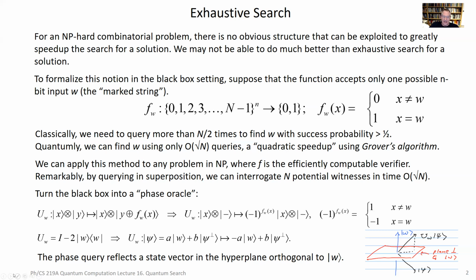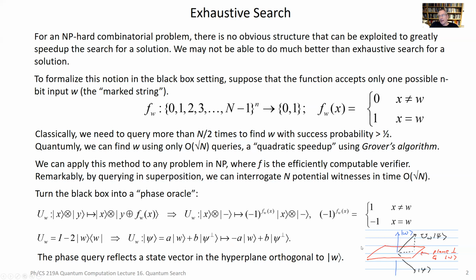So if there's any state that I query this box with, it can be written as a superposition of the orthonormal basis state w and some state orthogonal to w. Nothing happens to the part that's orthogonal to w. The part proportional to w changes phase.